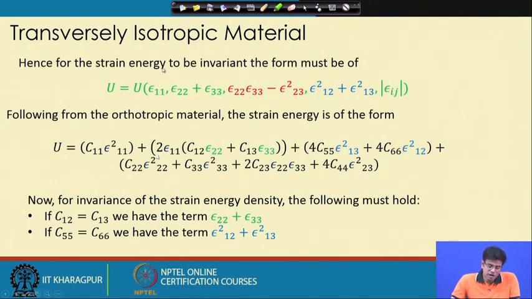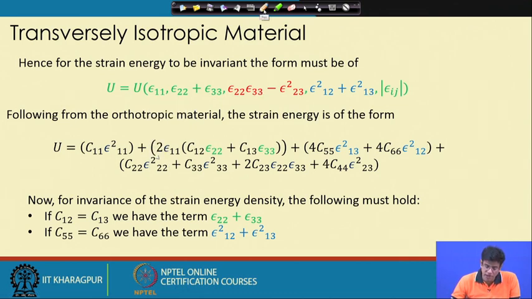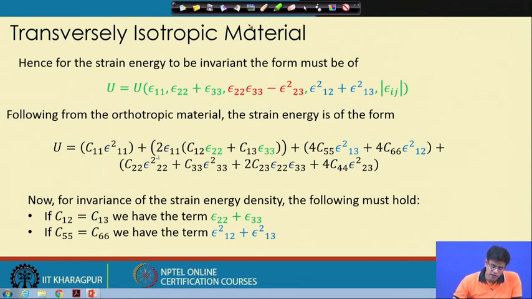Hence the strain energy function, to be invariant, must be of this form. Clearly epsilon 1 1 also doesn't change. So it will be a function of epsilon 1 1, epsilon 2 2 plus epsilon 3 3, epsilon 2 2 epsilon 3 3 minus epsilon 2 3 squared, and epsilon 1 2 squared plus epsilon 1 3 squared. Now following the orthotropic material, we will start with the orthotropic material because in the case of a transverse isotropic material the orthotropic assumption is valid.